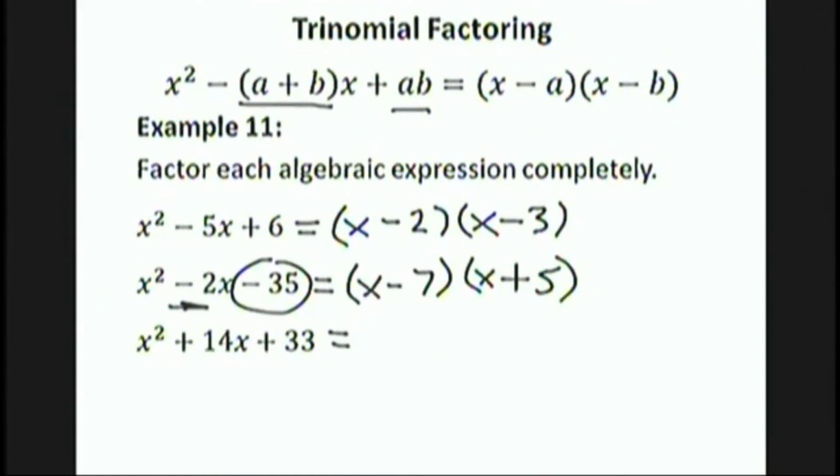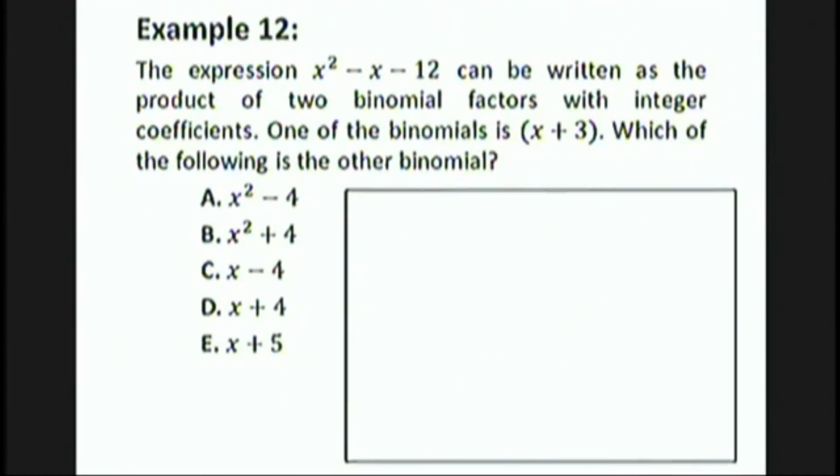Now the last one, x squared plus 14x plus 33. We have an x and an x, and 3 times 11 is 33, and 3 plus 11 is 14. Let's look at a multiple choice question. The expression x squared minus x minus 12 can be written as the product of two binomial factors with integer coefficients. One of the binomials is x plus 3. Which of the following is the other binomial?